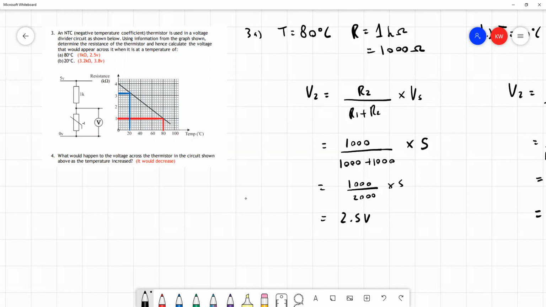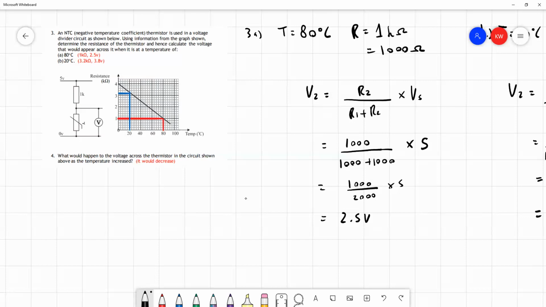Question 4 asks us a simple question, which is what would happen to the voltage across the thermistor in the circuit shown as the temperature increases. We've seen the effect of a temperature decrease, and that showed us the voltage increasing. It's tempting to therefore assume that the voltage would decrease as the temperature increased, and that's exactly what does happen. We can see that already, because if we were instead starting at 20 and then going to 80, we can see we have a smaller voltage moving in that direction.